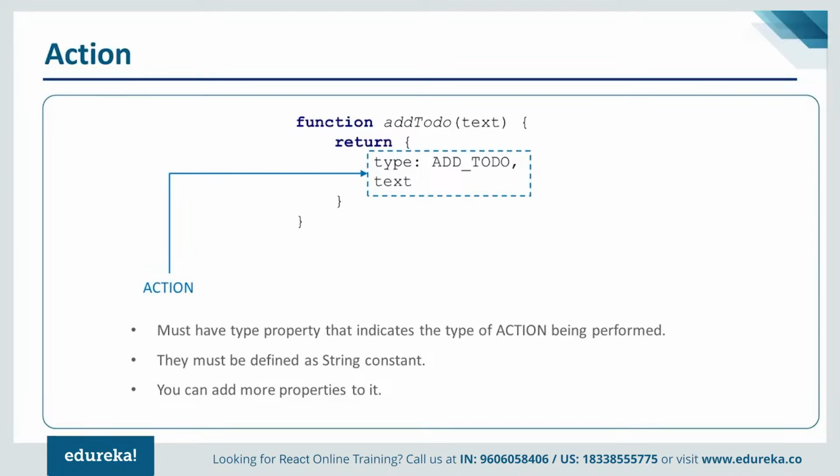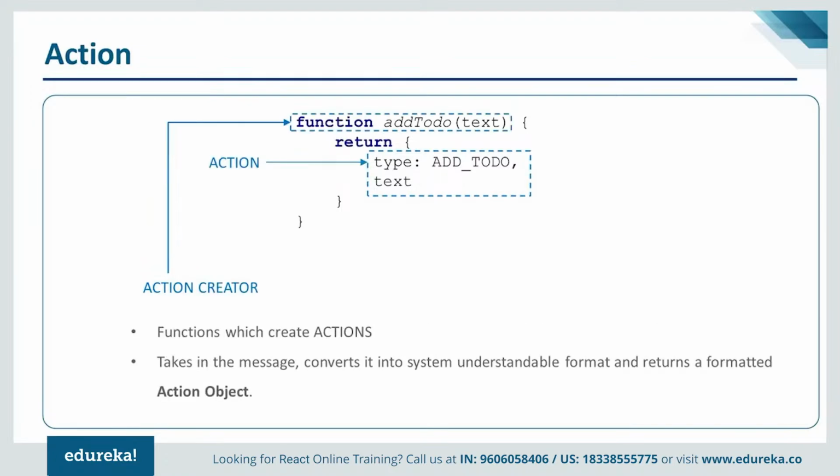This is very important to understand that every action needs to be defined as a string constant. And then again, you can add more properties to it. Now, action creator. Functions which create actions are called action creators. As you can see, this is the function add2. So this is called the action creator. It takes in the message, converts it into a system-understandable format, and returns a formatted action object. So as you can see, again, this type is the mandatory part for any action in Redux.